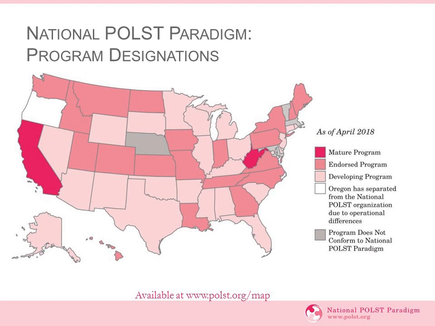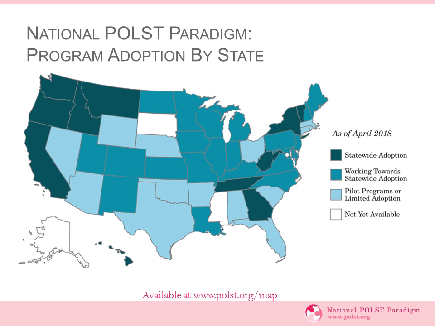We have a couple of gray states where the program does not conform to national standards and is not being changed to adopt that. You can find more information about those states by clicking on them online at our website, polst.org/map. This map, however, gives a better sense of where POLST is actually being used. The mature states, which are Oregon, California, and West Virginia, have all proven through research that POLST is widely used within those states. For all other states, the data comes from the POLST Coalition or Task Force leadership, so if you have a question, you can let me know or find your leader, again, at polst.org/map.